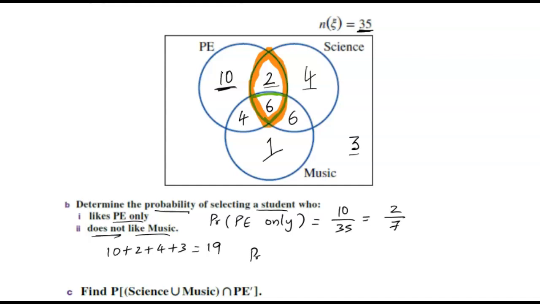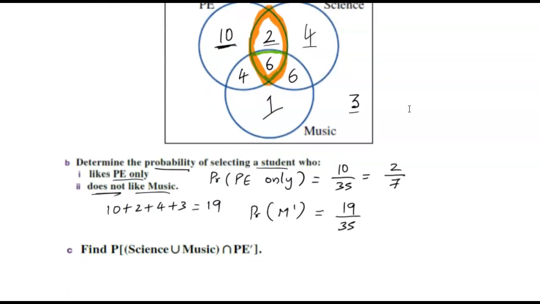So the probability that the student does not like music, I can also represent as M dash, which is not music. Complement, we talked about it earlier. 19 out of 35. 19 and 35 don't have any common factors, so leave it like that. That's the most simplified answer.